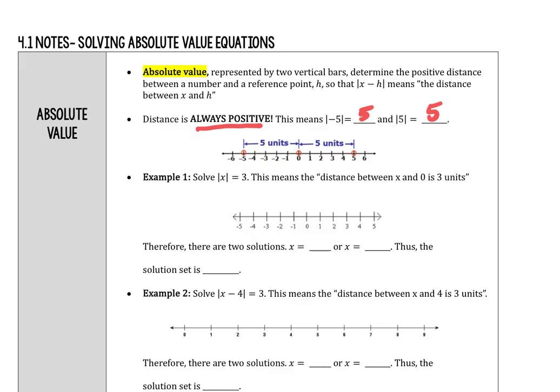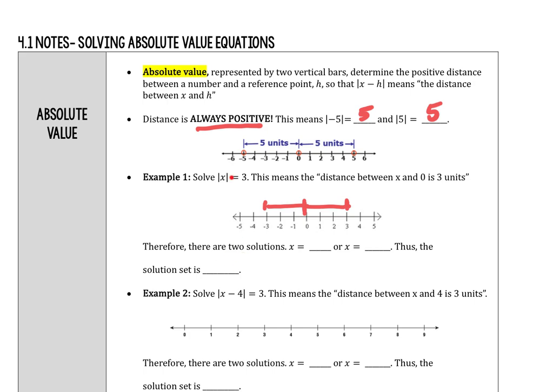So now let's talk about it algebraically. Starting with this first example, I've given you the absolute value of x is equal to 3. So what this means is the distance between x and 0 is 3 units. So if you're looking at 0 on the number line, 3 units to the left is negative 3, and 3 units to the right is a positive 3.